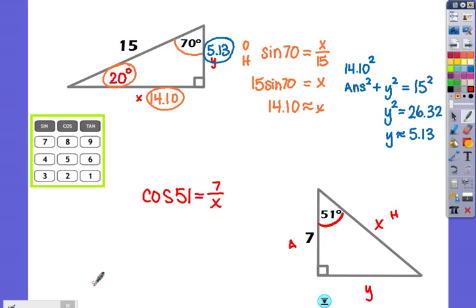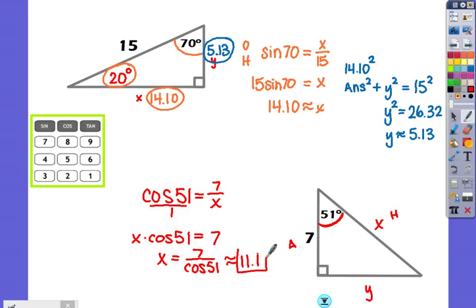Now some people get confused when the x is on the bottom. Maybe the best way to go about this is think about cross multiplying. So x times cosine 51 equals 1 times 7. You're going to wind up doing 7 divided by cosine 51, and that'll be your x value. 7 divided by cosine 51. I got 11.1-ish. Feet, inches, I don't know. I would also want you to find this other angle and find this other side, but I just wanted to do a quick example that showed you how to find it if the variable's on the bottom.